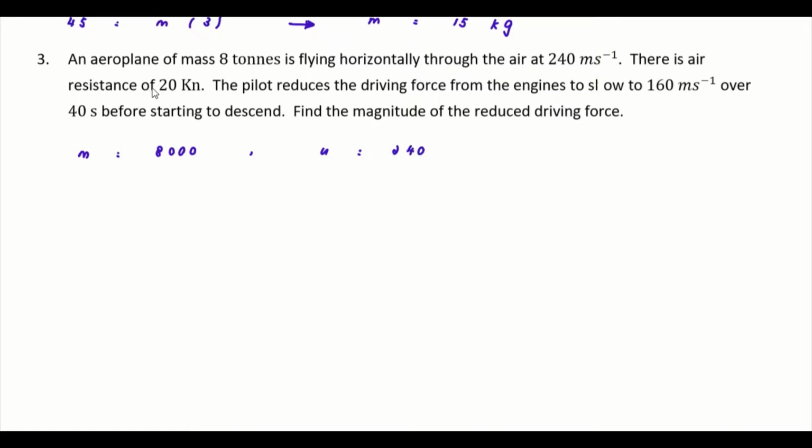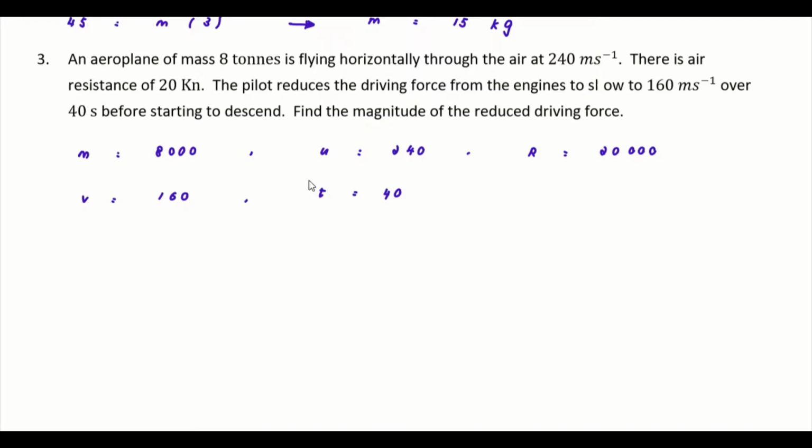The air resistance is 20k, so let's write this as the resistance force: 20,000. Okay, the pilot reduces the driving force from the engine to slow down to 160 meters per second over 40 seconds. So the final velocity is 160 and the time is 40 seconds. Okay, so find the magnitude of the reduced driving force. Meaning, what's the driving force for now? Okay, so that's the idea.